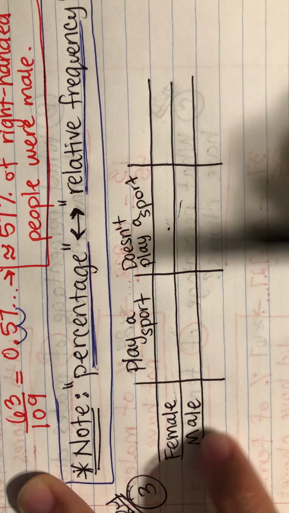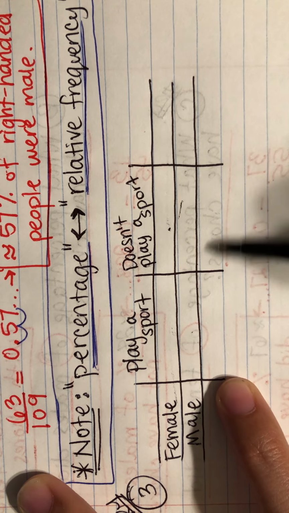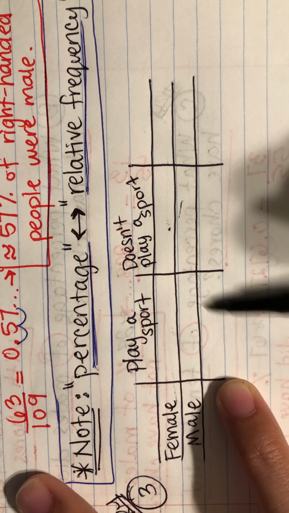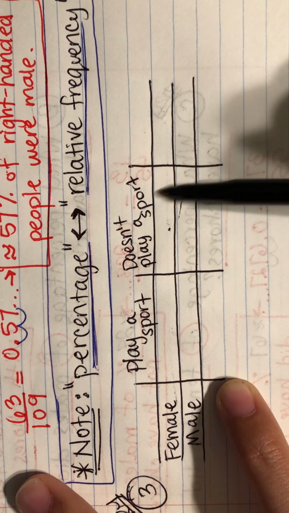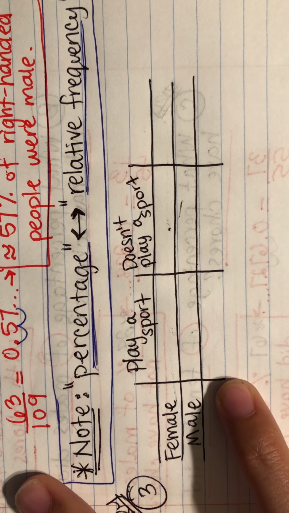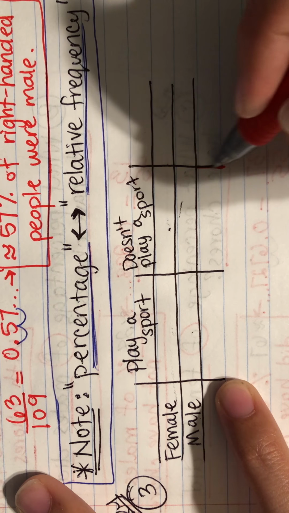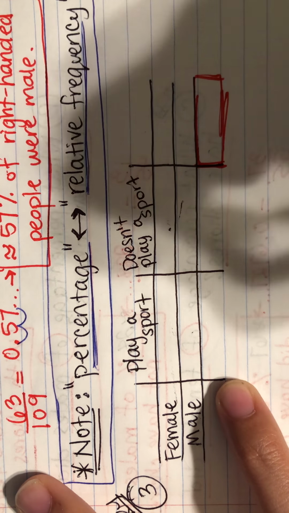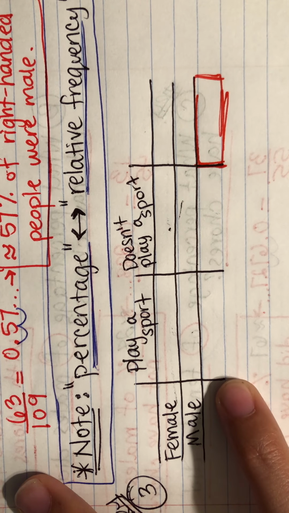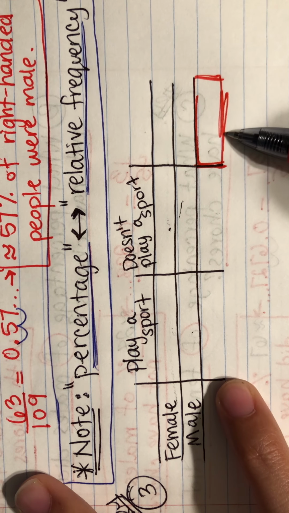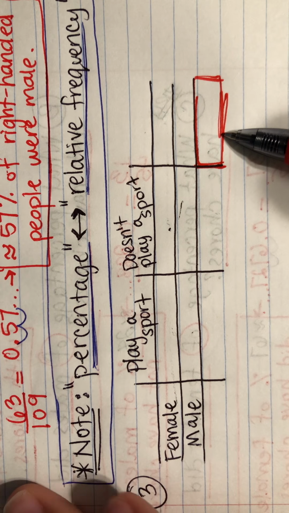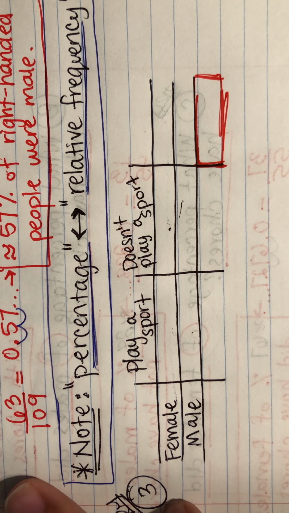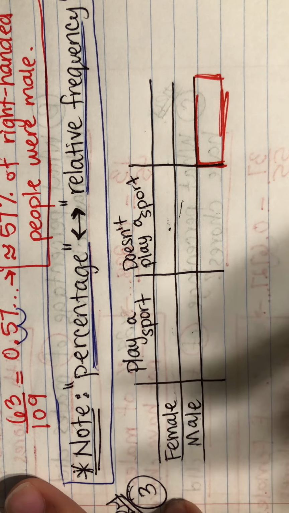Once you're done with that, then you can have your two subtotals here for how many total people play a sport, how many total people don't play a sport. And then make sure you have your grand total in that last box. That should be the amount of people in the classroom. Not including your sub, unless your sub wants to be part of it, then that's fine.